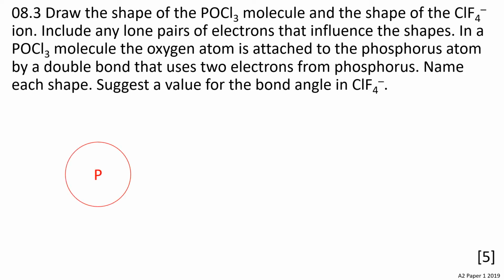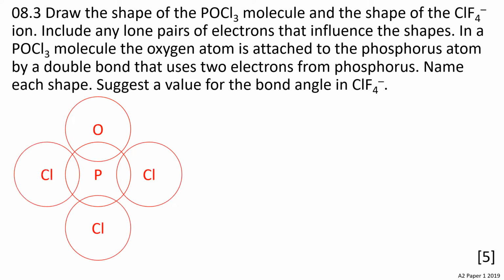So in the POCl3, first of all, we know that the P, the phosphorus, is the central atom. It is bonded to one oxygen atom, and it is also bonded to 3 chlorine atoms. Phosphorus is in group 15 or group 5, so as such it has 5 outer shell electrons, which I've shown there as 5 dots. We're also told in the question that the oxygen atom is attached to the phosphorus by a double bond that uses 2 electrons from phosphorus. So the P to O bond has got 2 dots in it, 2 electrons from the phosphorus atom.